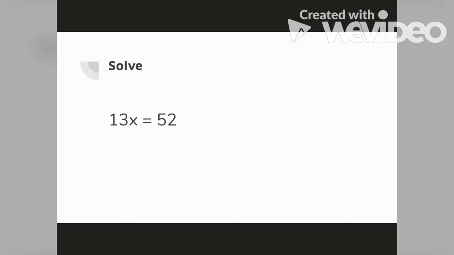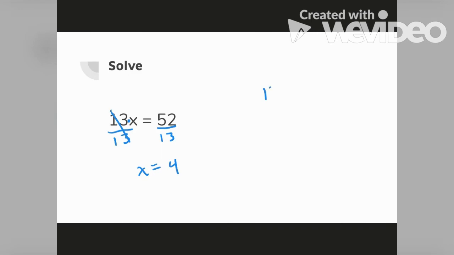Okay, so pause the video and give this one a try. Okay, so for this one, we're going to do the inverse. Instead of timesing by 13, we divide by 13. 13 divided by 13 equals 1. What we do to one side, we do to the other. 52 divided by 13 is going to give me my solution, which is 4.